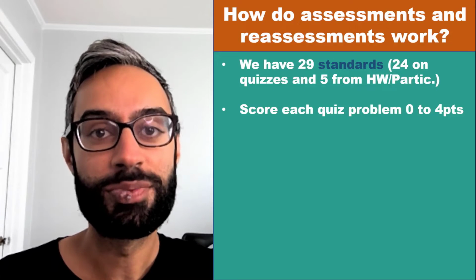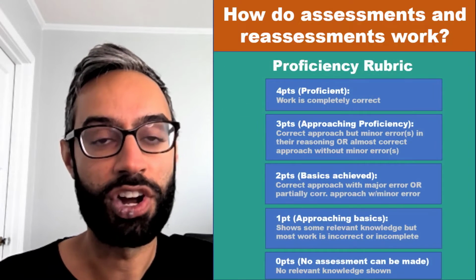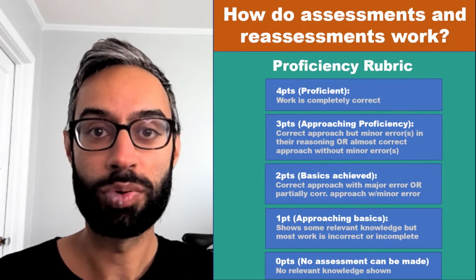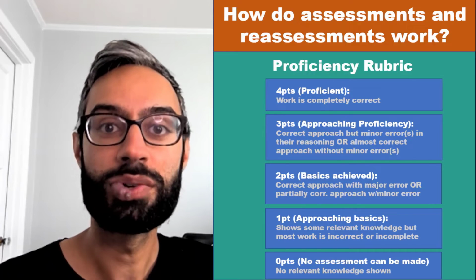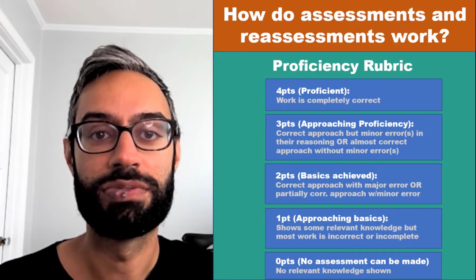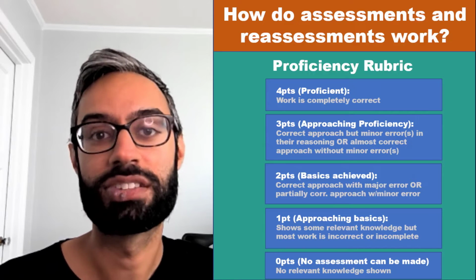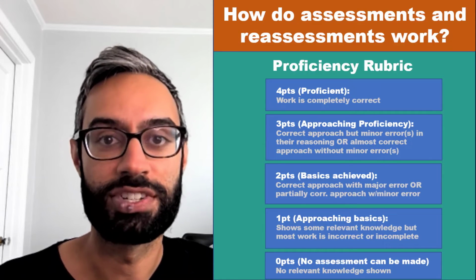I'll grade each problem on a 0 to 4 scale using our proficiency rubric. You'll get 4 points if it's completely correct, that's proficient. 3 points if it's approaching proficiency, 2 points if you've achieved the basics, and so on based on how close you are to demonstrating proficiency.